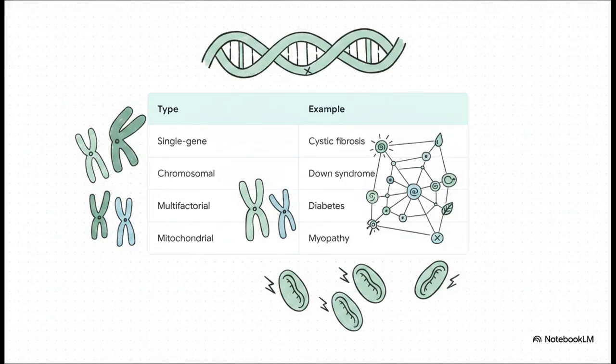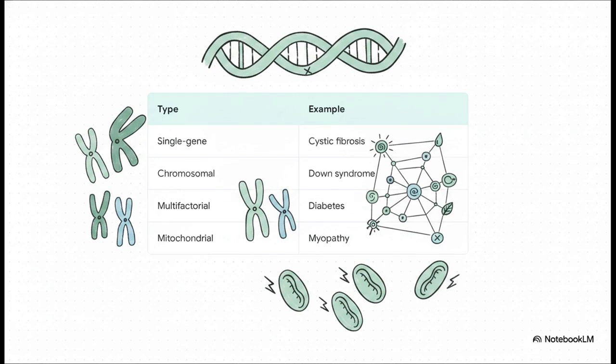Take the first type, single gene disorders. Conditions like cystic fibrosis are caused by a mutation in just one single gene. But if you look at chromosomal disorders like Down syndrome, now we're talking about massive structural or numerical abnormalities in entire chromosomes. Whole different scale.